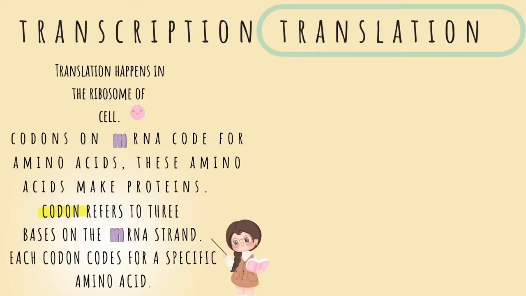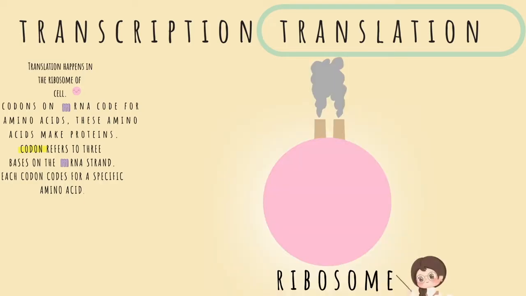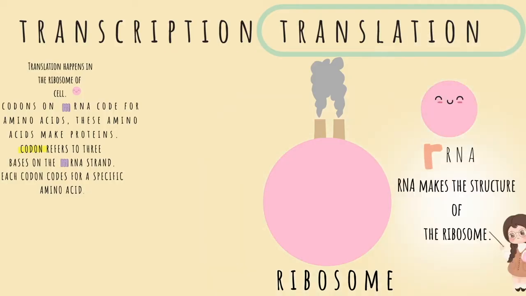So let's take a close look at this process. Here is our ribosome. Our ribosome is much like a manufacturing plant because proteins are made here. By the way, I haven't introduced our RNA. This is our RNA. Its main function is to make the structure of the ribosomes. Ribosomes are made of proteins and our RNA, hence the name ribosomal RNA.